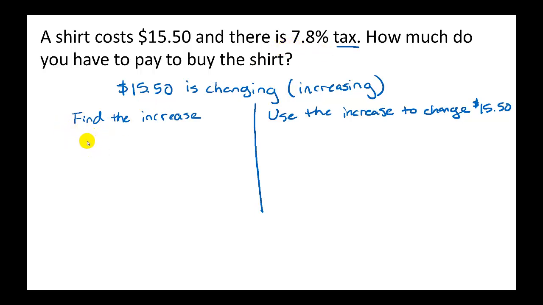In this case, we have 7.8%, and we need to find of, what is it that we're finding this amount of? Of the $15.50. This is going to get us to figure out how much extra the tax is on our shirt.